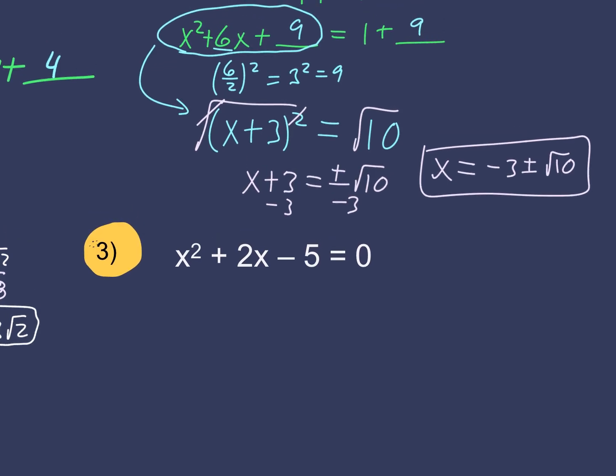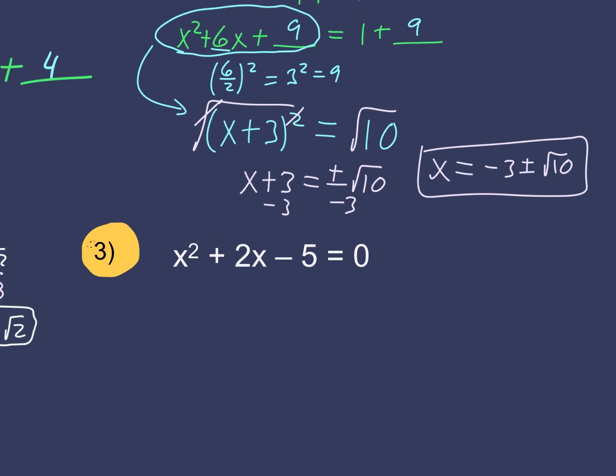I don't know if it's too soon, but I want you guys to try the next one on your own. All right, I'll see how we do, and then I'll do it together. So give it a try, see what you get. Okay, good, so most of us got it. Very first thing, add the 5 to both sides.